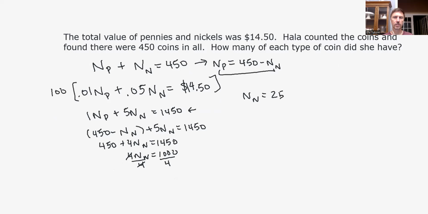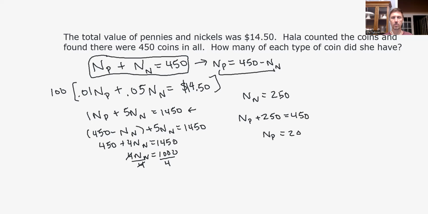Now, if the number of nickels is equal to 250, then we can use our equation up top here, this one right here, that says the total number of nickels and pennies together is 450, and we can plug in 250 for NN. So that gives us NP plus 250 equals 450. And so moving the 250 to the other side, we get NP equals 450 minus 250, which is 200.